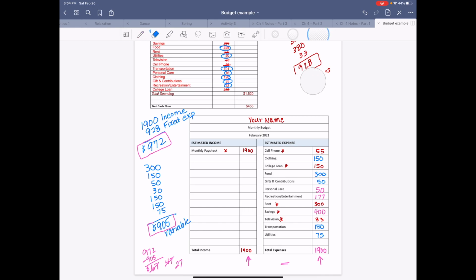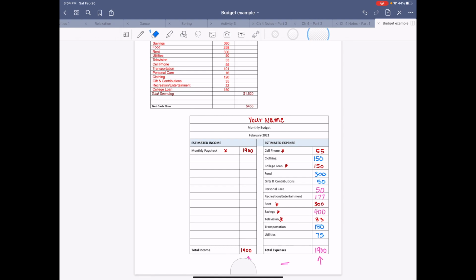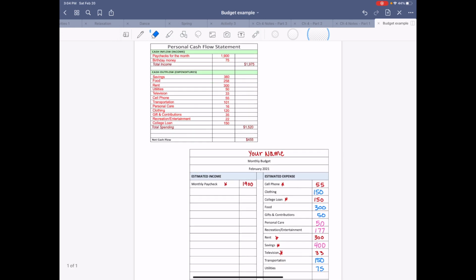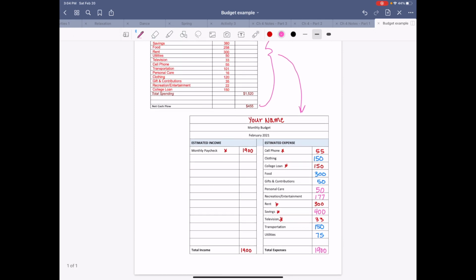If I were to clean this up a little bit, it would just look like this right here. Again, we're taking our cash flow statement, using the information from here to create a budget, something we can live by. If it comes down to it and we want to do something extra, we might have to say, no, it's not in the budget for it. So it organizes your spending.